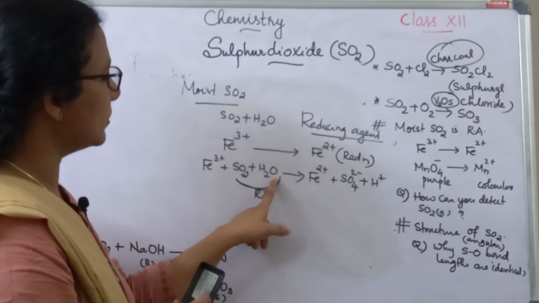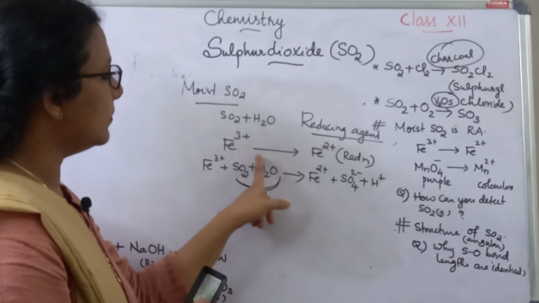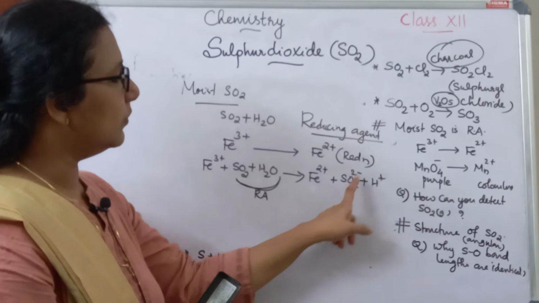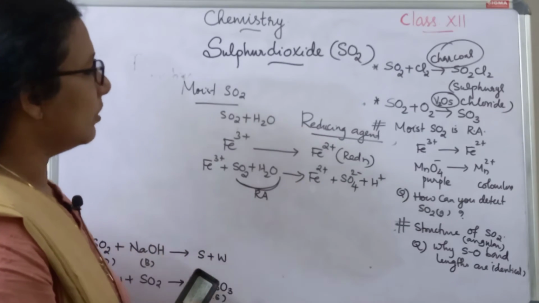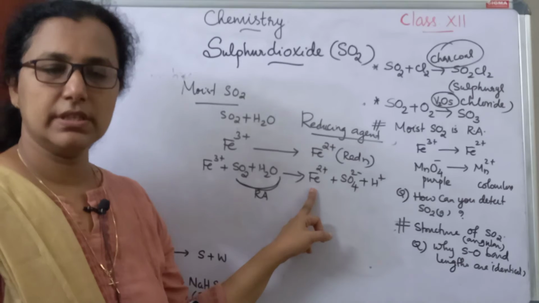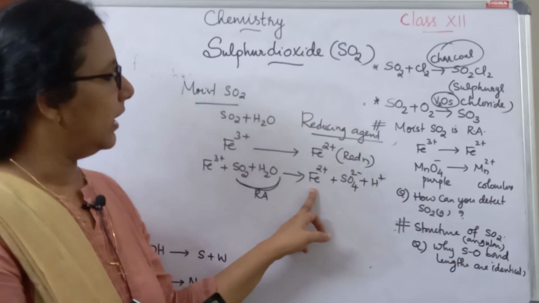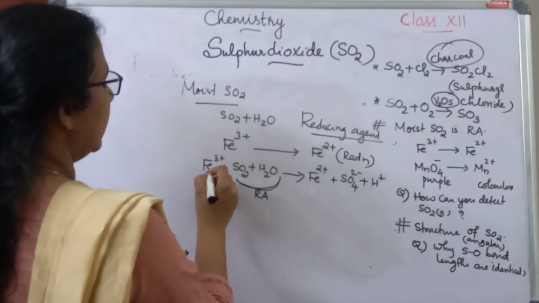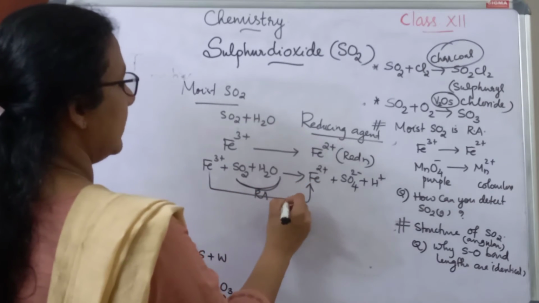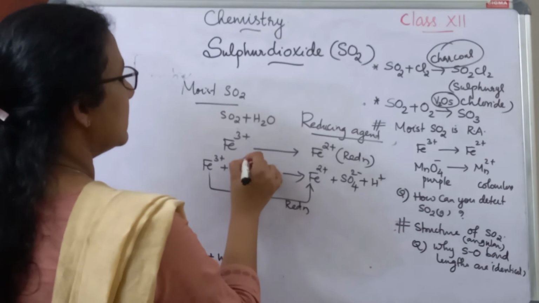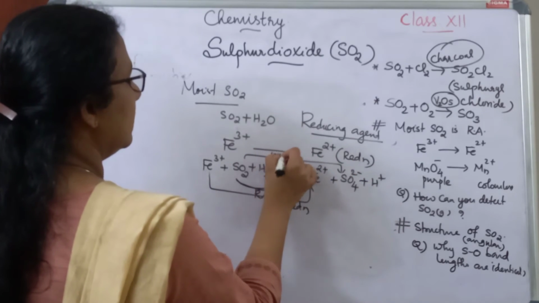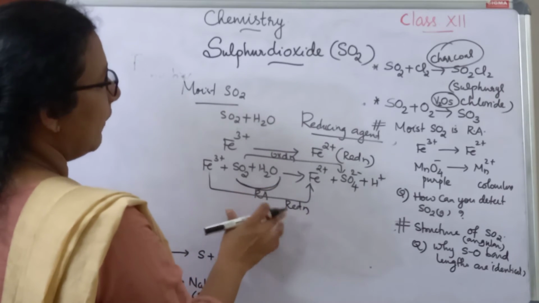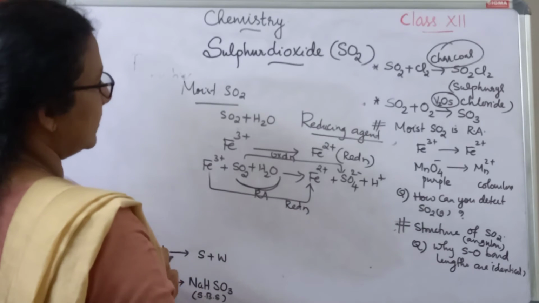And SO2 plus H2O acts as a reducing agent. This will definitely undergo oxidation, so that changes to SO4 2- and H+. This equation is not balanced. You have to balance this equation by considering it as a redox reaction. Fe3+ is the reduction part, and this is oxidation. So oxidation and reduction take place in the same reaction. It's a redox reaction, and you have to balance it as a redox reaction.